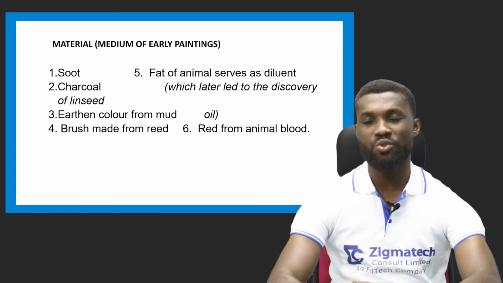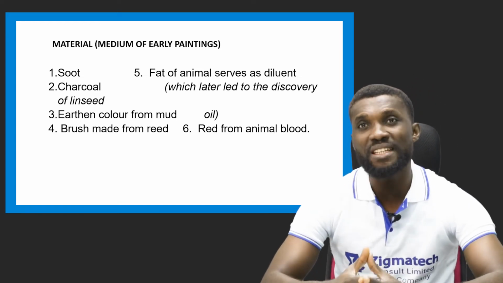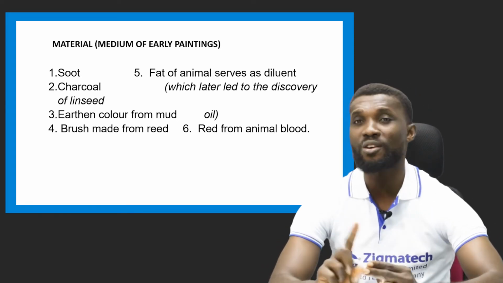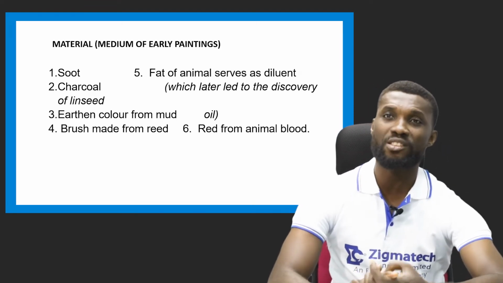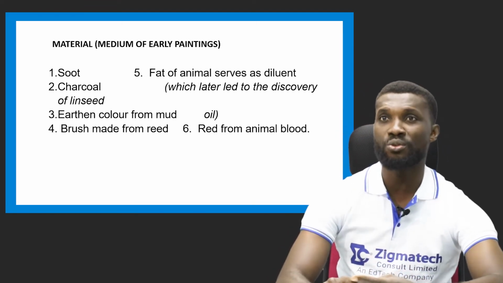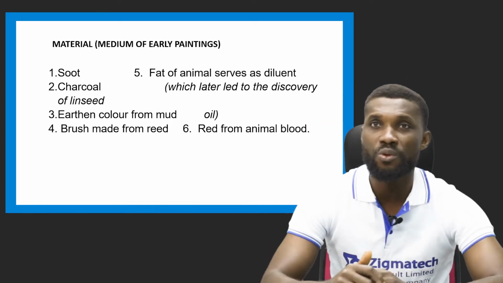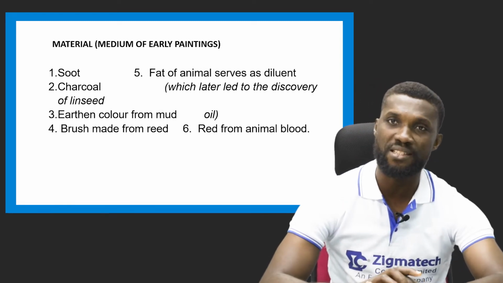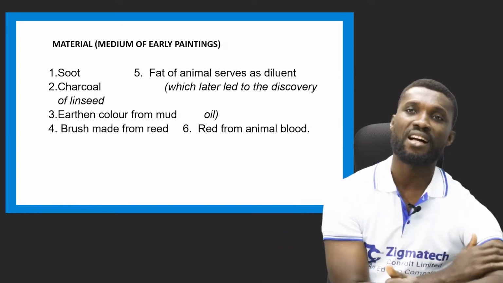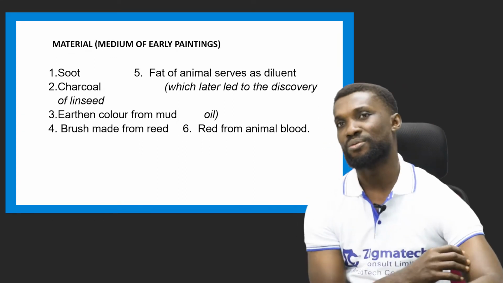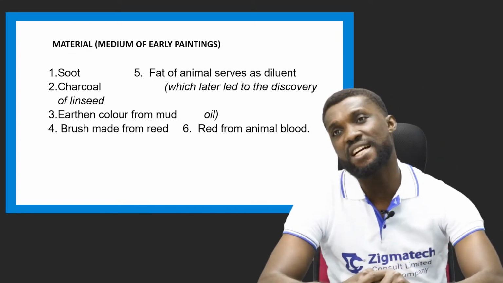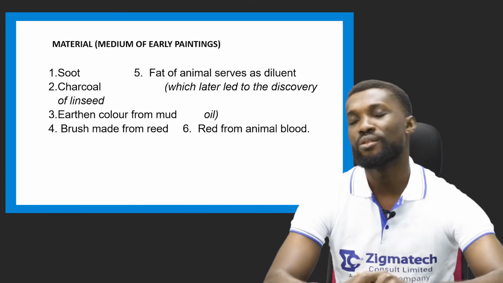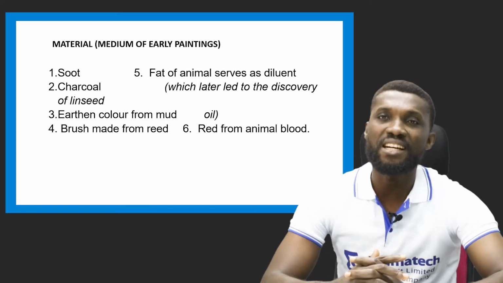So I want to believe you understood everything we've explained in this section. Remember, I told you that soot is the first material for painting. The second material is charcoal. The third material is the earthen color from mud. The fourth material is animal fat that serves as linseed oil or dilute. The fifth material is the feather or reed from plants that they used as their brush. And finally, the sixth material is red, which they got from the blood of animals. So these are the 6 materials.